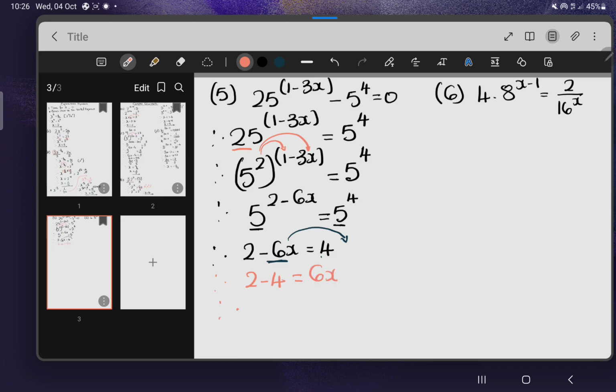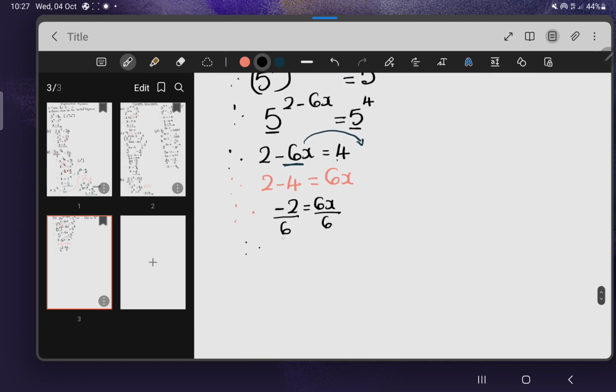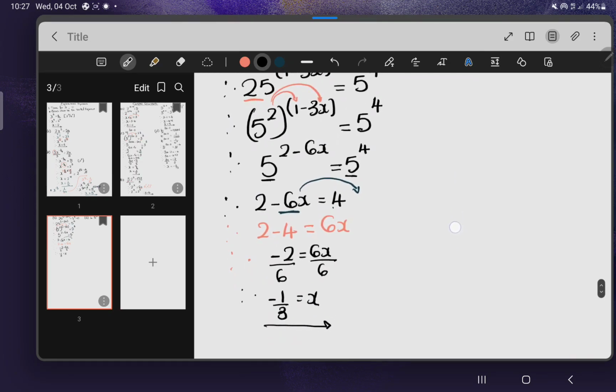Then we use a calculator. Remember to always use a calculator. That will be negative 2 is equal to 6x. And then you divide both sides by 6. Then we're going to have negative 1 over 3 is equal to x. Then you can celebrate.